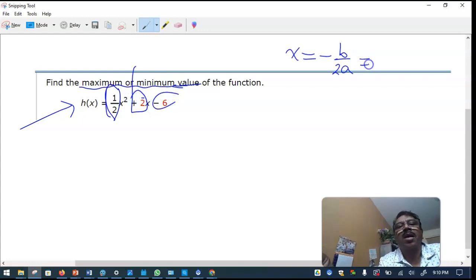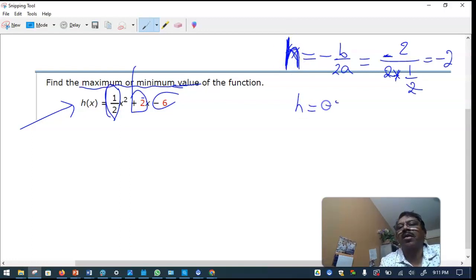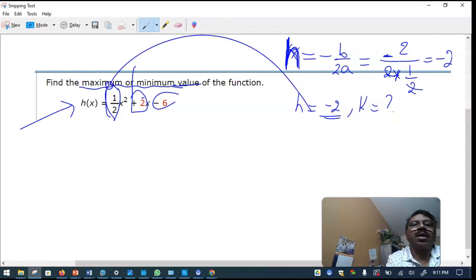So b is plus 2, so now it becomes minus 2, and 2 times a, and a is half, so I'll put a half there. So this 2 goes away and we get minus 2. Suppose this is h, the x coordinate of the vertex h is minus 2, right? To figure out the k, you plug this in, you plug it in this one.